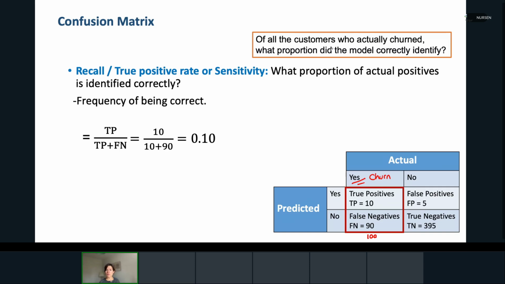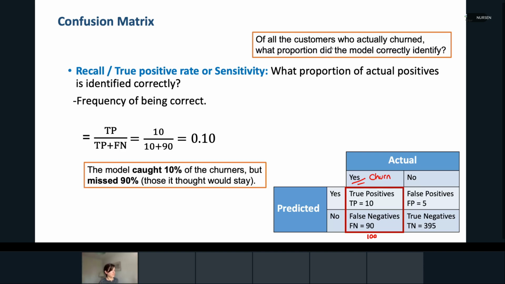So if you go back and think about the accuracy, where the model has 80% accuracy, now we see the actual model can identify only 10% of the churn customers. So accuracy is misleading in this case. It is actually dominated by the stay customers. So the model caught 10% of the churners, but we miss 90%. And this is a kind of missed opportunity or a kind of high percentage of type 2 error.